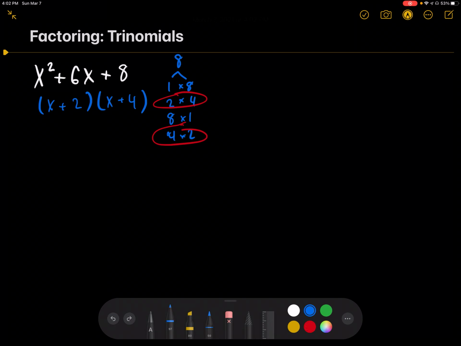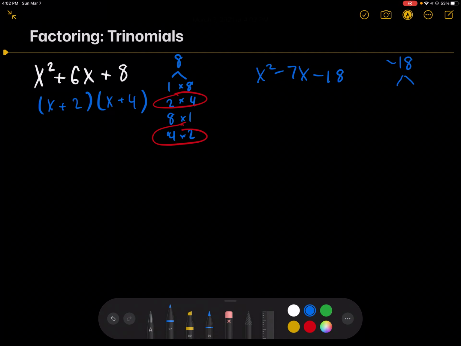I'm going to have one more quick practice problem that I'm going to go through with you, and it's going to be x squared minus 7x minus 18. So for this one, do the exact same thing. I'm going to pull off to the side my negative 18, because that is the constant, the one with no x beside it. And I'm going to say, what are the numbers that multiply to get negative 18?